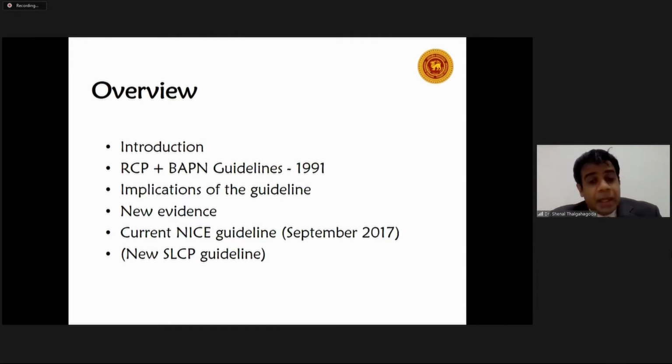I'd be dealing with the implications of this guideline and following it up with new evidence that has since emerged. And we'll be ending with the current NICE guideline of September 2017. And I'll be touching on the new Sri Lanka College of Pediatricians guidelines on childhood urinary tract infections, which are scheduled to be put out very shortly.